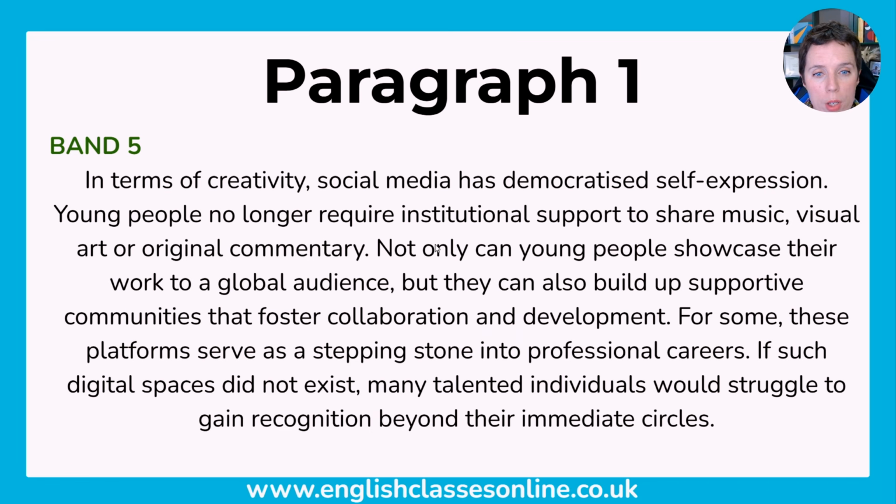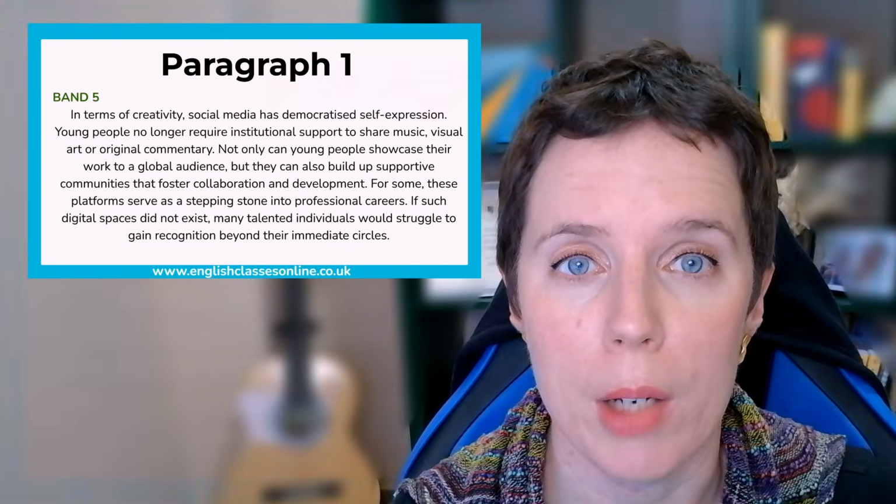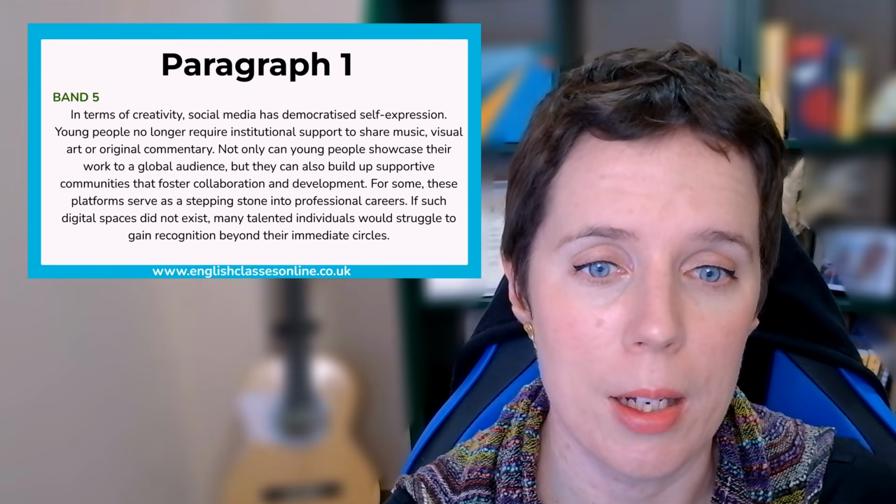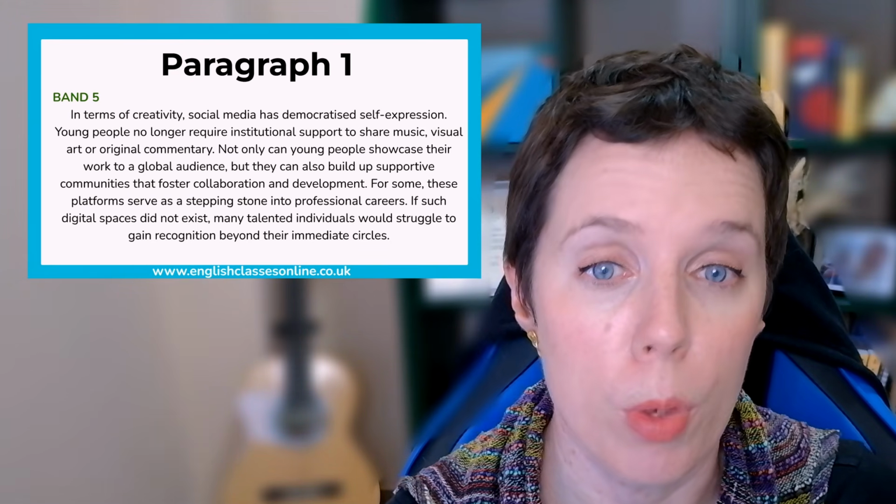Nice. So we've got an inversion form with not only, and then we've got some really nice alternatives to the phrasal verbs there. Showcase their work rather than show off. Still got a phrasal verb here, build up. Although it's not really necessary. You could just say build supportive communities. Nice expression there, foster collaboration. Again, really lovely vocabulary. So you can already see the vocabulary and grammar is a lot of a higher standard than the band 3 in terms of variety and appropriateness as well.